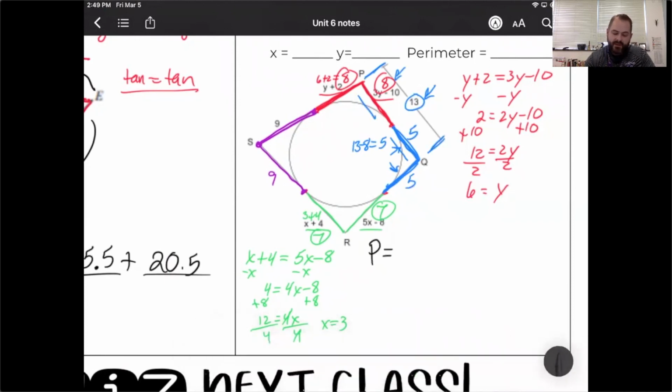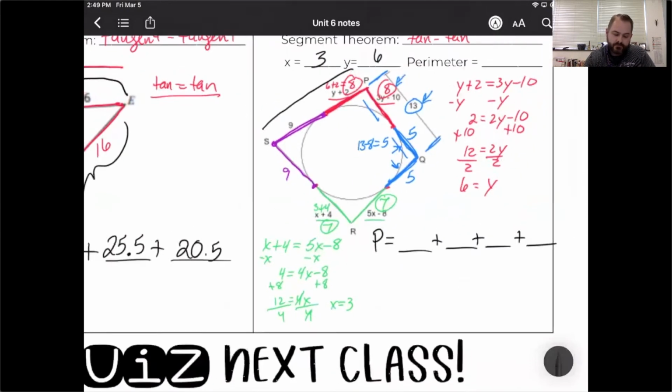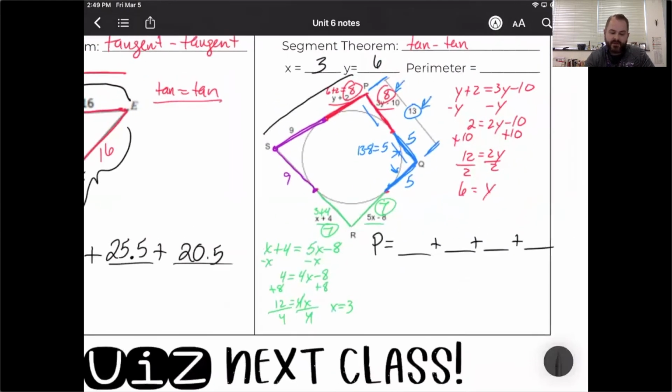So there are 4 main sides I'm going to add together this time. Okay, let's do SP first. All right, sorry, I forgot to fill in some blanks. Y was 6, X was 3, and now I can find my perimeter. For that first big side SP, that's 9 plus 8, which is 17.